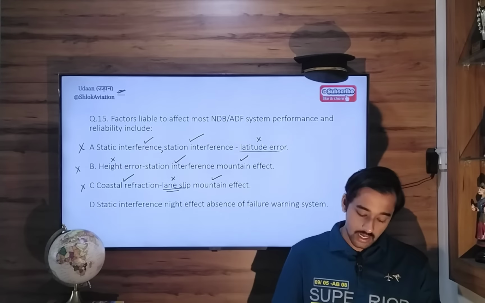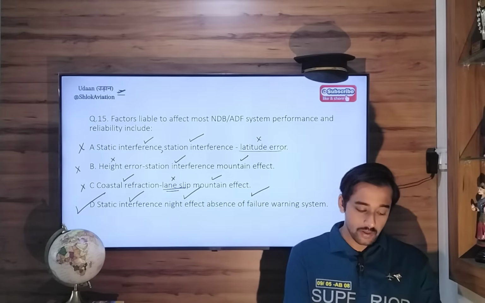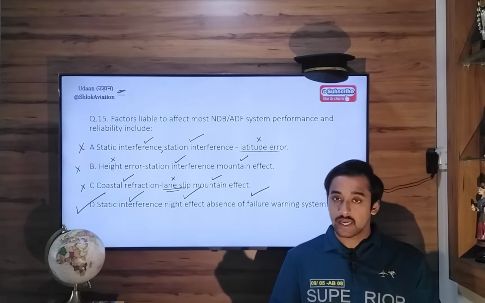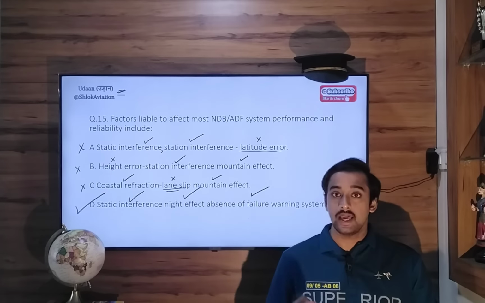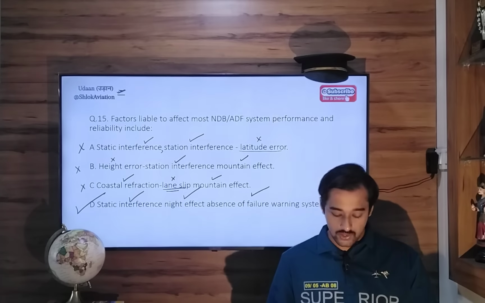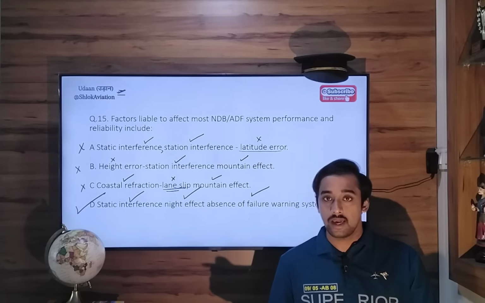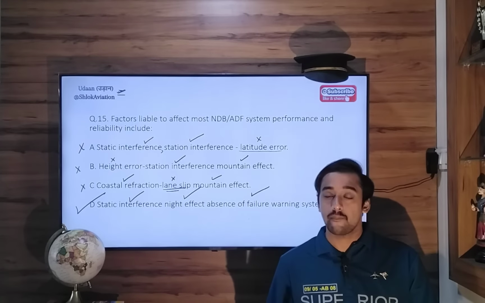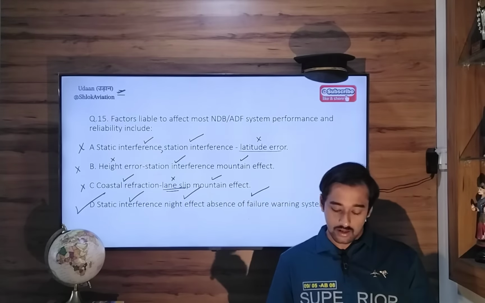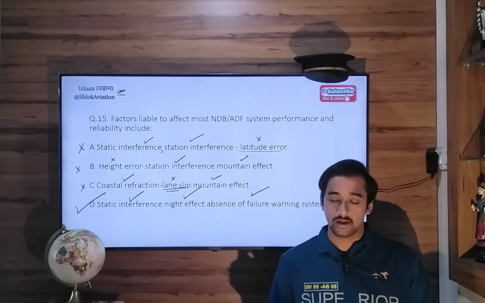Option D says static interference, night effect, absence of failure warning system. The most appropriate option here will be option D. We have static interference, we have night effect when the D layer disappears, and that's why we have sky waves interfering with surface waves. And we also don't have any warning system in the case of NDB ADF to warn us that we are receiving a bearing error or an erroneous signal. That is another drawback. So option D is the only option which satisfies everything.